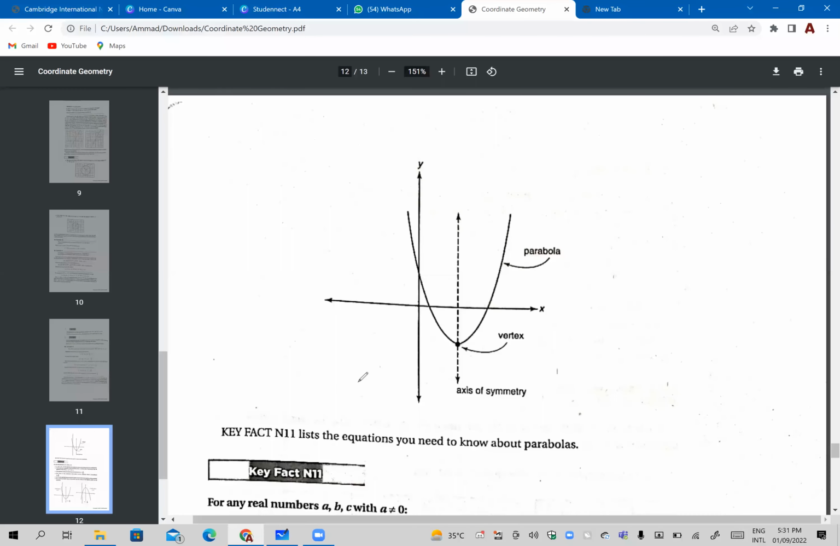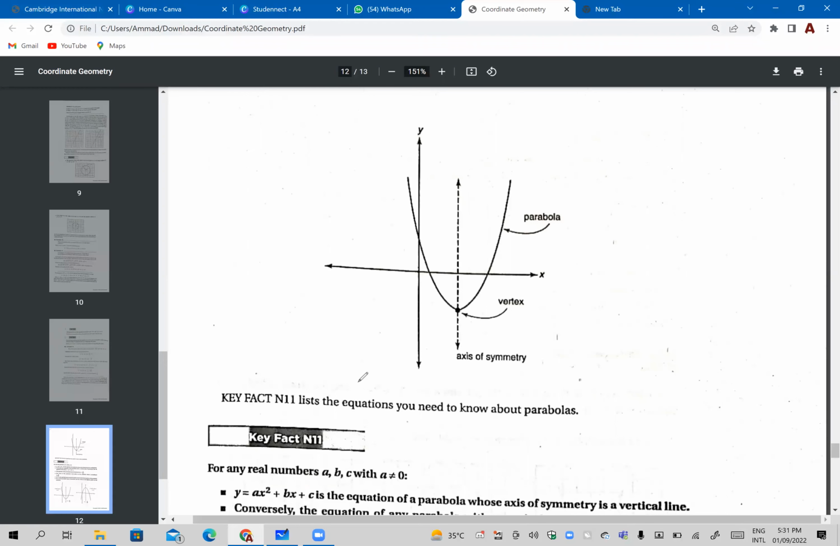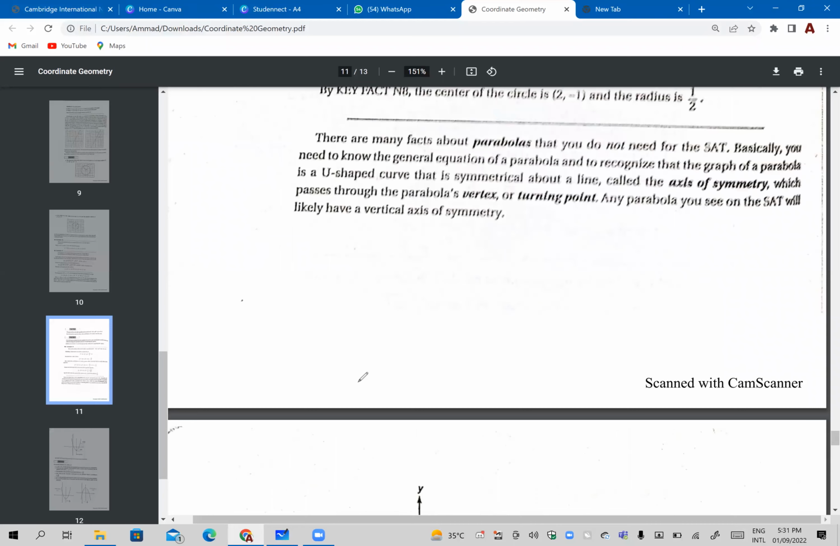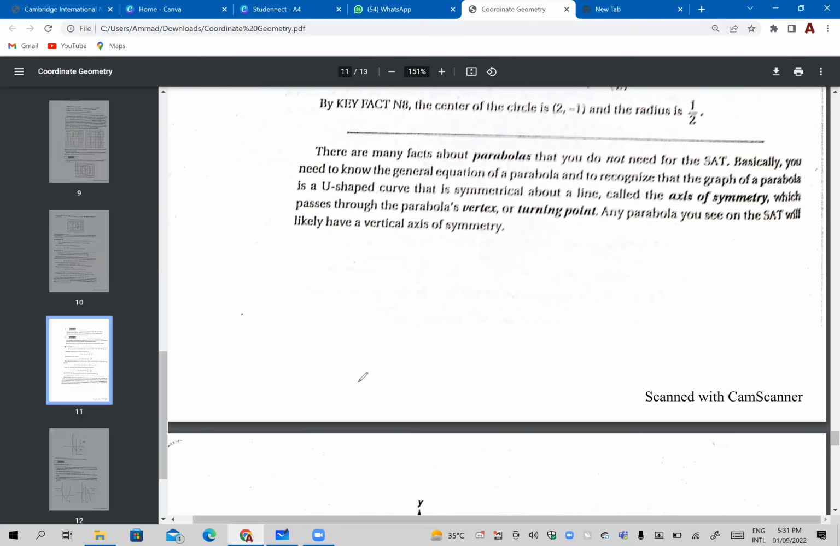All right, now we're moving on to this last concept of parabolas. Parabolas are basically these not exactly circular figures, but the axes are a bit tilted and it's a U-shaped curve. A symmetrical curve about a line or the axis of symmetry is known as a parabola.